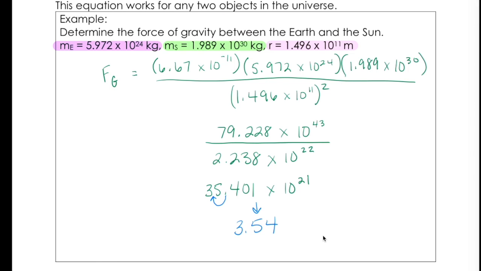So this would be 3.54 times 10 to the 22nd, because I moved one place to the left.